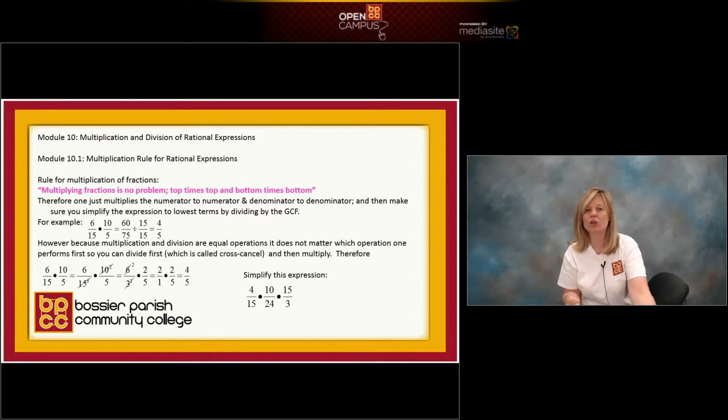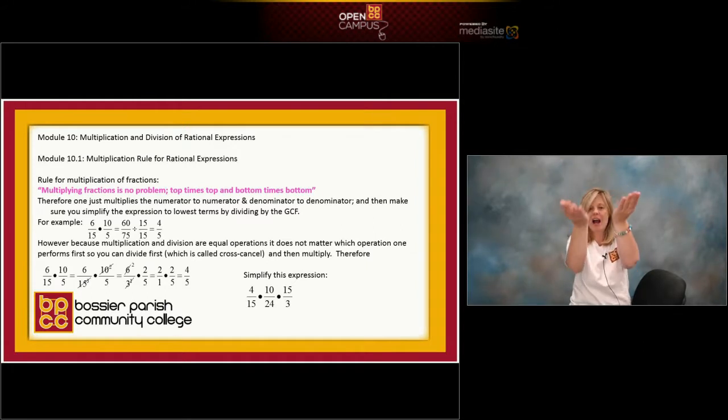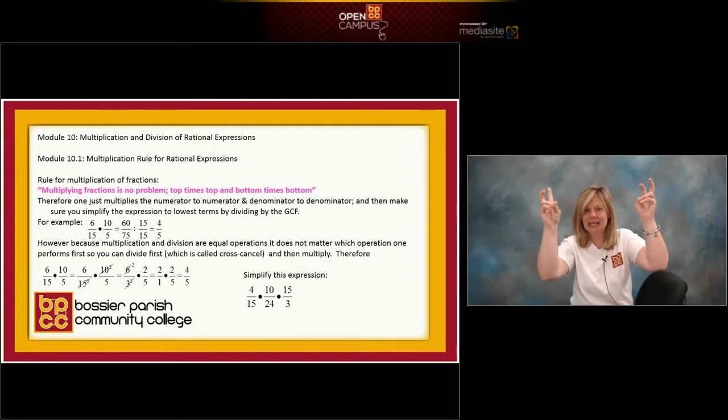So let's go back to our original two fractions. 6/15 times 10/5. We know that black dot means multiplication. We know those bars mean division. Well, if you remember, please excuse my dear Aunt Sally, multiplication and division are equal. You don't do multiply first and then do divide. You do them in the order you see them. And that's an important concept here to understand. Because this expression has multiplication, the dot, and the bars division, you can do the division first. And the division is the canceling.